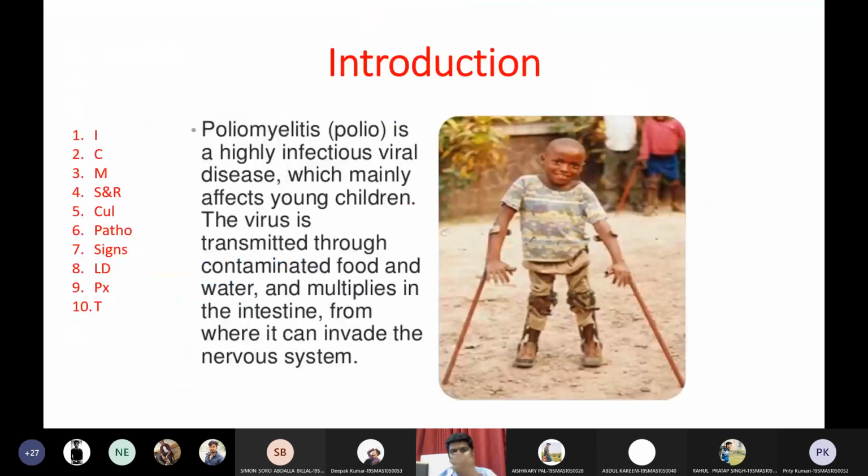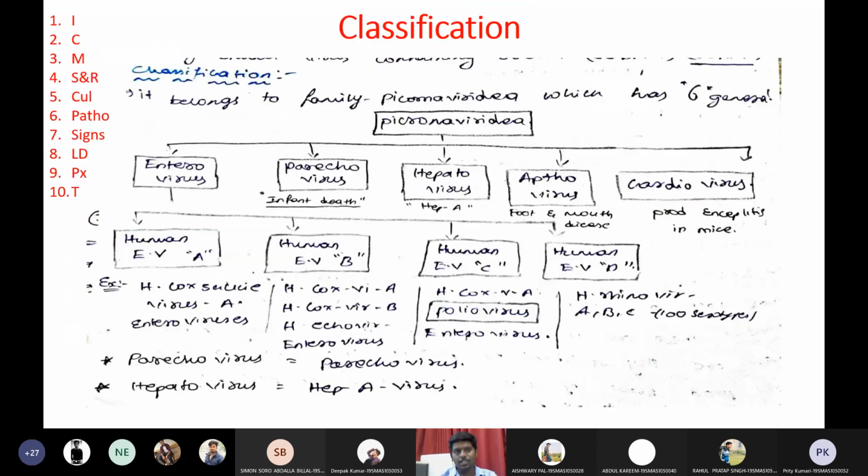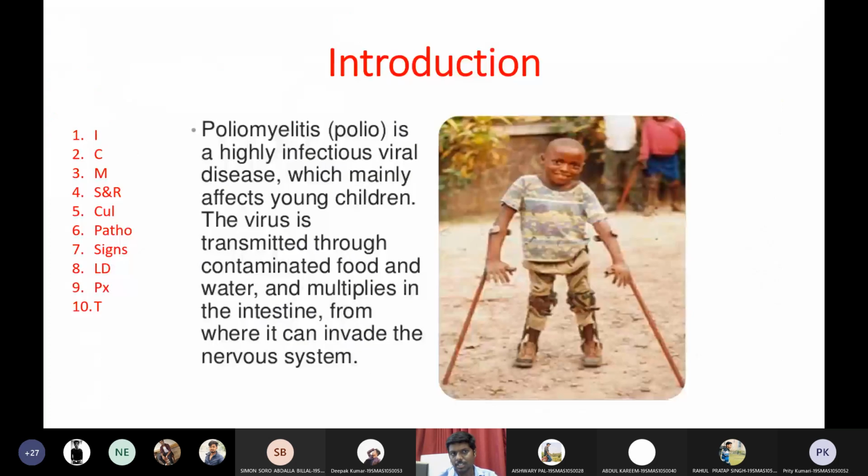So coming to the polio virus. Introduction to the polio virus. Hereafter, in all my slides, you can see the 10 points in one corner. Now we are at the introduction of polio virus.